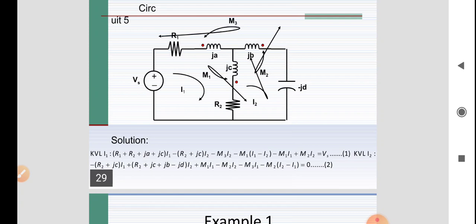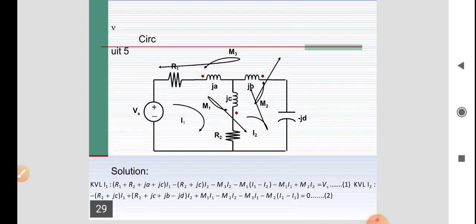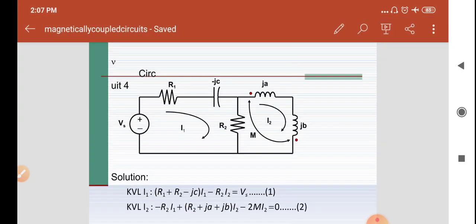So this is how to write down the KVL equations by using the dot convention rules. That is, if both the currents are entering in the same direction, the mutual inductance is positive, but the current flowing towards the mutual inductance should be represented with the opposite current. If both the currents are entering in the opposite direction, then the mutual inductance sign is negative, followed by the opposite current. This is how to write down the KVL equations for mutual inductance by using the dot convention method. Thank you.